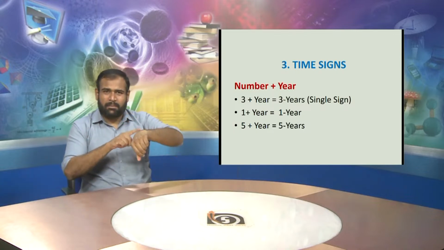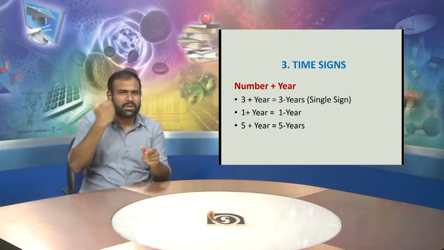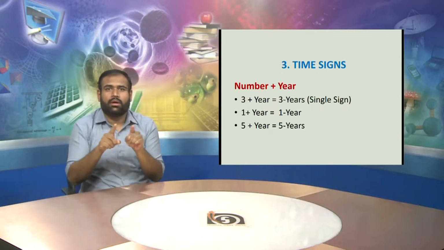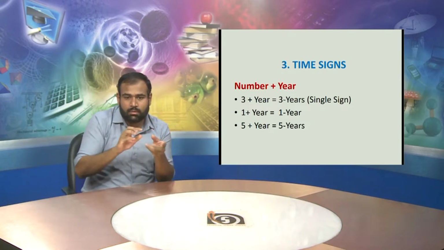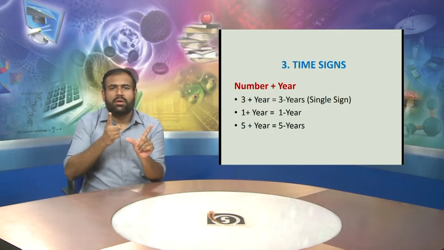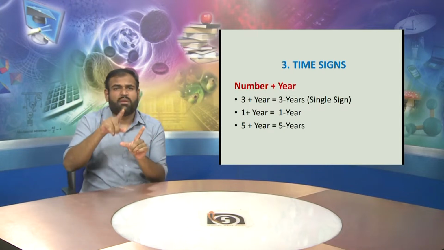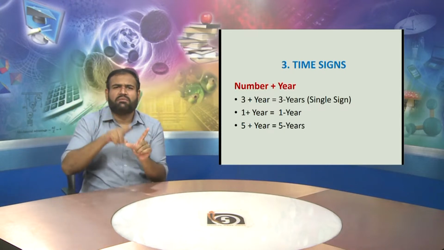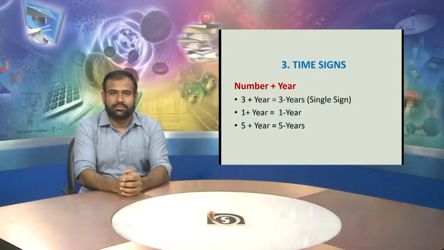Now, when we talk about time sign, see the examples which are on screen also. Number plus year. So we use number and then year sign. It will create a new sign. For example, when we talk about 3 years, we will do 3 plus year. If we want to talk about 1 year, then 1 plus year. And 5 years. So similarly, we talk about year.